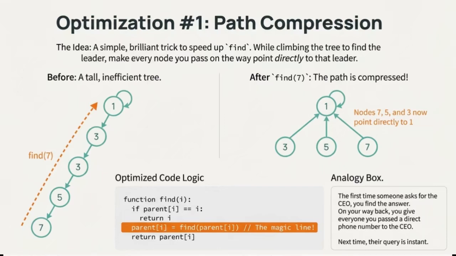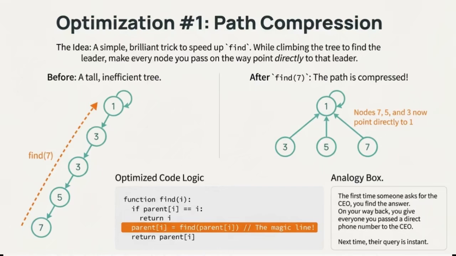And if you look at the code, this one little change is where the magic happens. It's this recursive assignment: parent[i] = find_set(parent[i]). As the function calls itself all the way up to the root, it's this line that executes on the way back down the call stack.